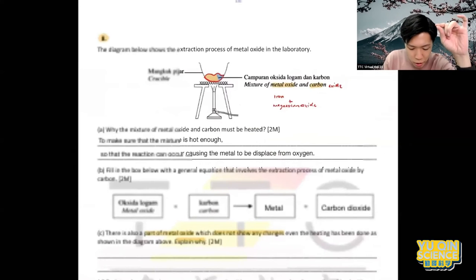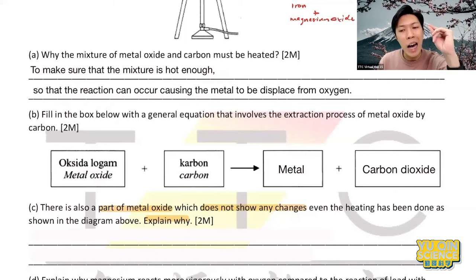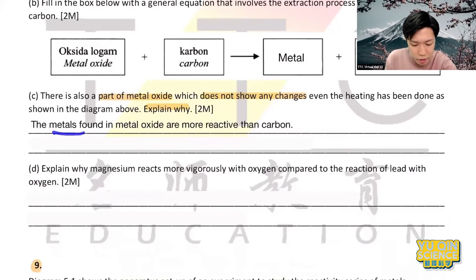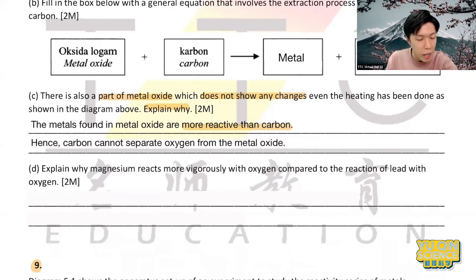I think the part of the metal oxide that has no change must be a metal that is higher than carbon. Wow, this question is very pattern. Okay, you all get the idea? First answer, we will say that the metals in the metal oxide, maybe one of them, is more reactive than carbon. If it's more reactive than carbon, it is unable to separate, cannot spawn out the girlfriend. A bit tricky, a bit pattern. But this question tests whether you understand that higher cannot, lower can, because the question says no changes means higher reactivity. Okay, we shall go to D.